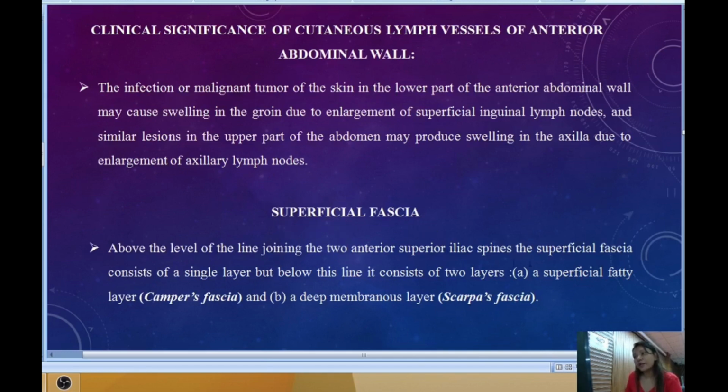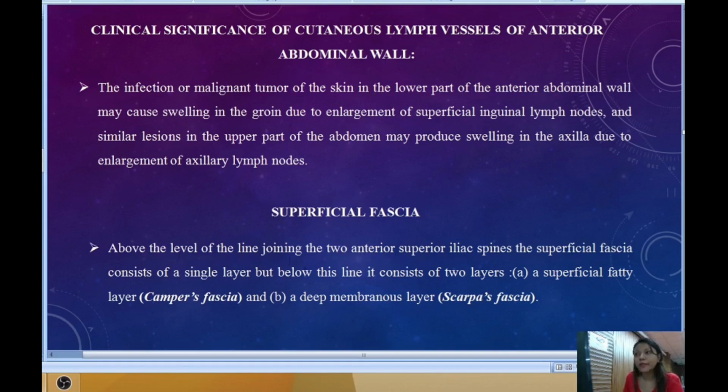So superficial fascia, I have already told you that there are two parts: a superficial fatty layer which is known as Camper's fascia, and a deep membranous layer which is known as Scarpa's fascia. So above the level of the line joining the two anterior superior iliac spines, the superficial fascia consists of a single layer. But below the anterior superior iliac spine, it consists of two layers. So if they ask you superficial fascia is two layers, from which demarcation, you have to say below the anterior superior iliac spines.